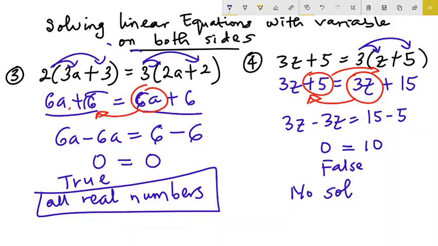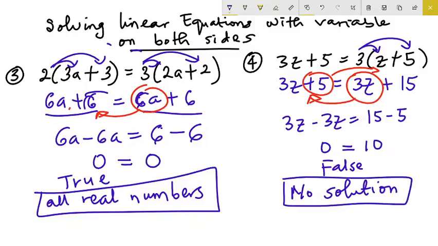Because of this false statement, there's no solution. So in this case, the linear equation that we are given has no solution, okay? These are the two special cases for solving linear equations with variables on both sides.